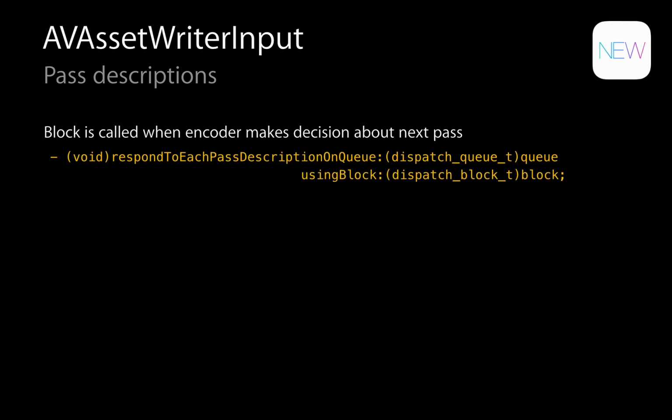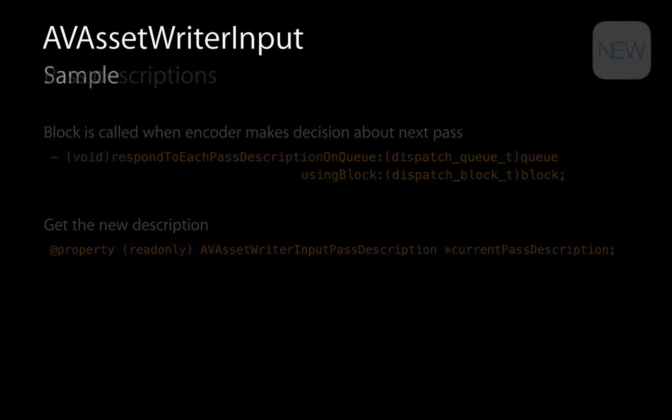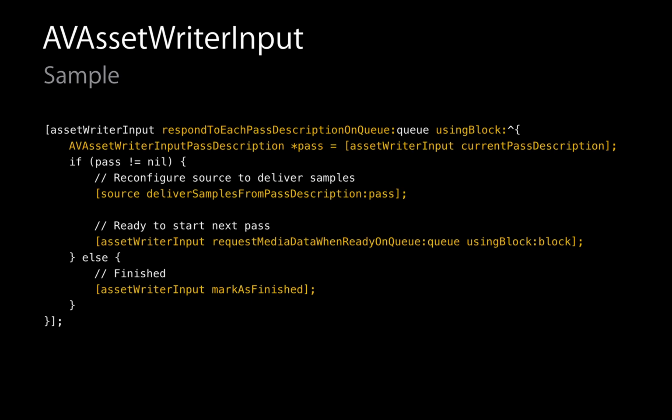All right, let's talk about how AV Asset Writer input uses pass descriptions. When you trigger the encoder analysis, the encoder needs to reply with what decisions it's made. So you provide a block on this method to allow the encoder to give you that answer. This block is called when the encoder makes a decision about the next pass. In that block, you can get the new pass description, the encoder's decision about what content it wants for the next pass. Let's see how that works all in a sample. So here's our sample. We have our block callback that you provide.